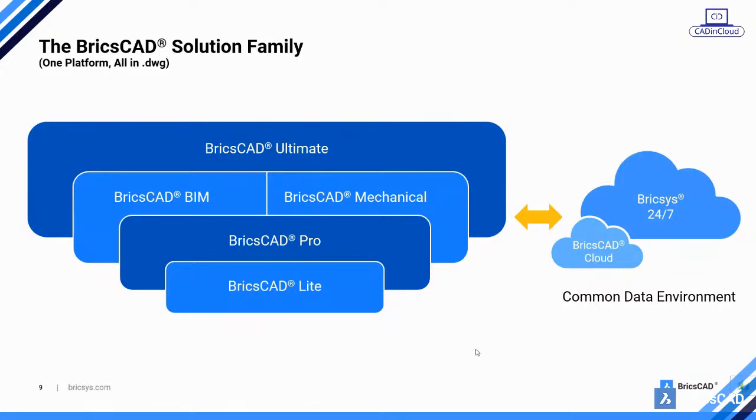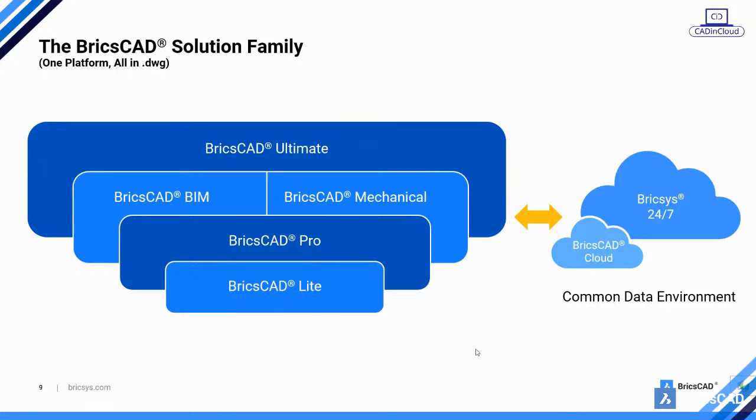So for today, of course, we'll just be talking about Lite. That's what today is about. So Lite is basically 2D, your 2D drafting, 2D information in your workflow.